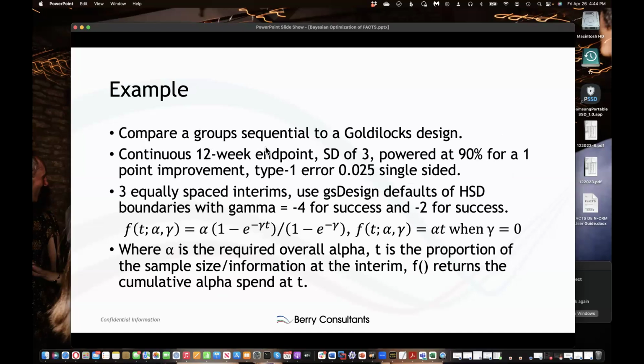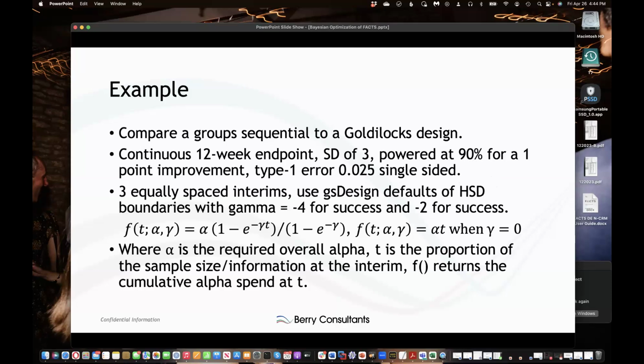So comparing a group sequential to a Bayesian Goldilocks design, let's say we've got a continuous endpoint which is available at 12 weeks for each patient, a standard deviation of 3. And again, we want 90% power for a 1-point improvement and type 1 error controlled at 0.025. And we're going to use 3 equally spaced interims. At this point, we're not interested in optimizing the number or the timing of the interims. We're just looking at the boundaries.